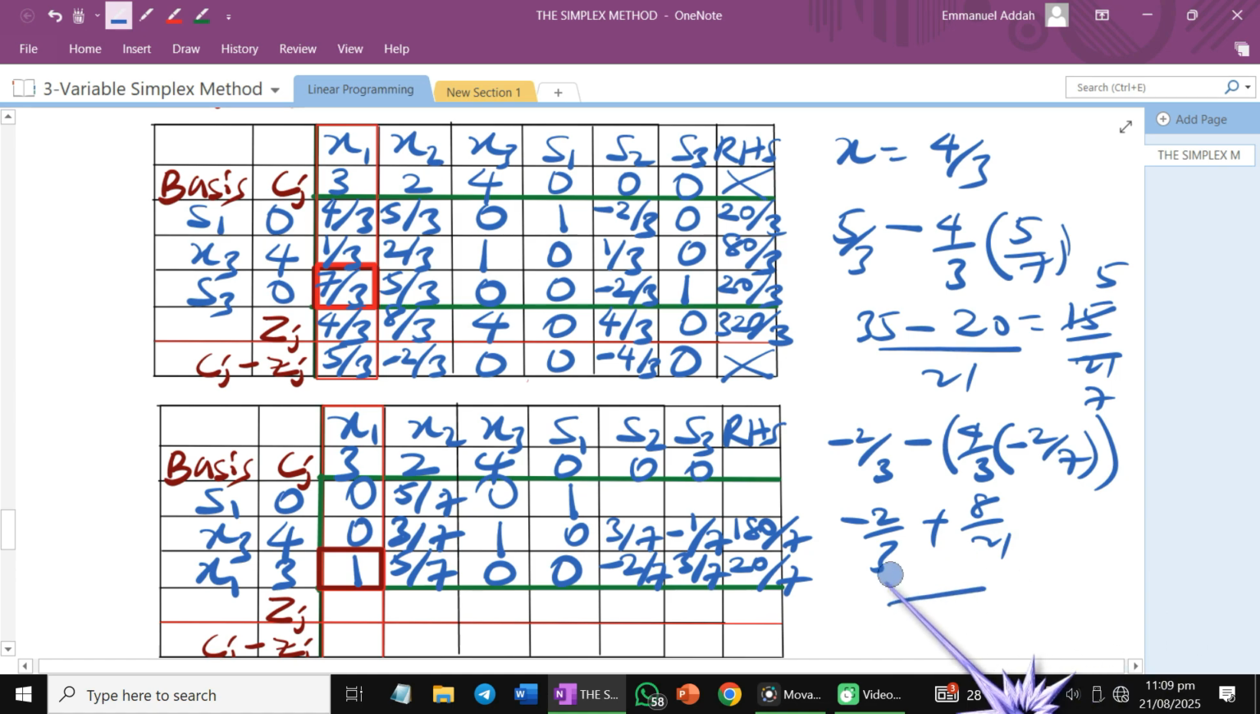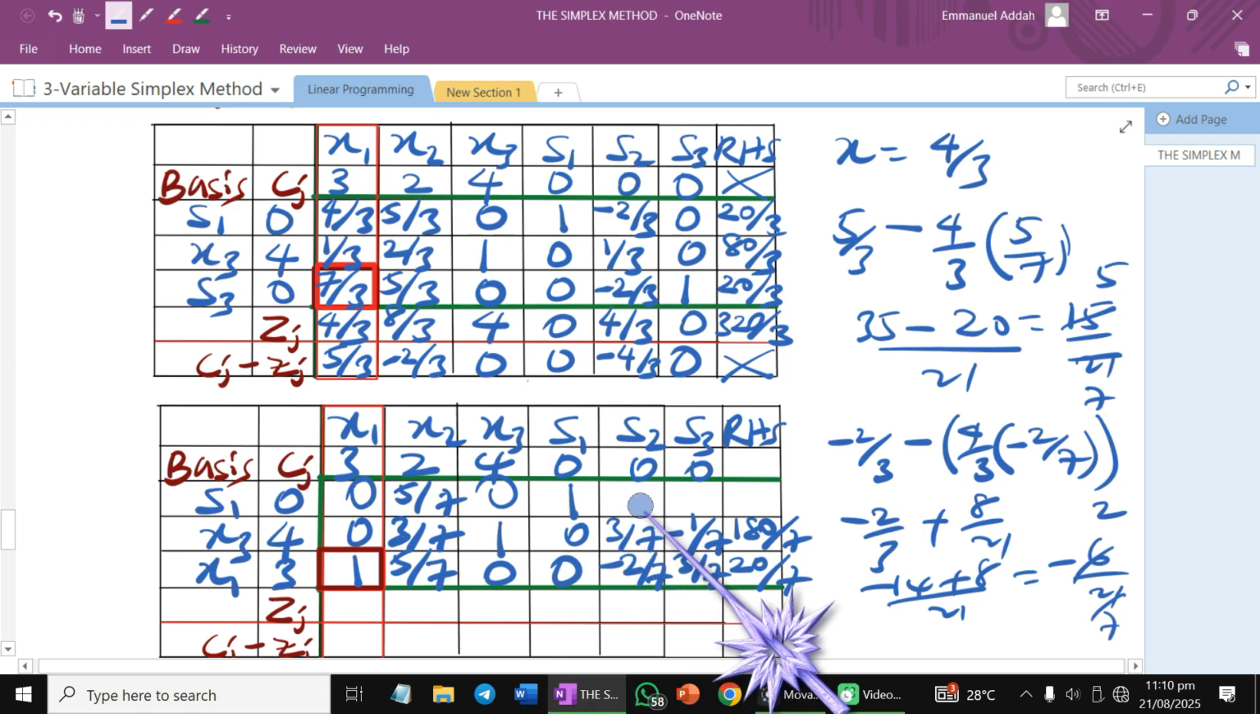So the LCM is what? 21. 3 there, 7, that minus 14, plus 21 there is 1 times that, that's 8. So this will give us minus 6 over 21. 3 can go, we have 2. 3 here, 7. That's minus 2 over 7. We now come here. That is minus 2 over 7. That's our value there.